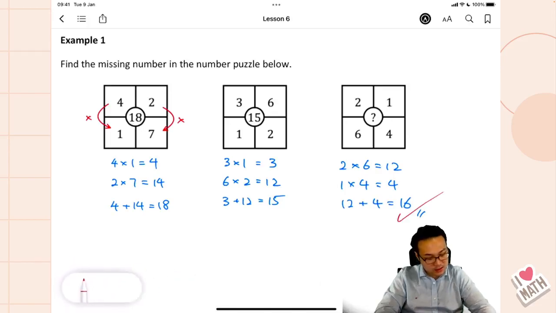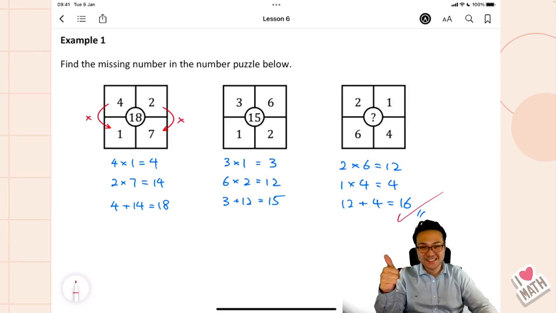There you go, students. This is pattern spotting. Okay, good. Now, of course, there are many different puzzles. There are many different patterns. The more exposure you have, the better.